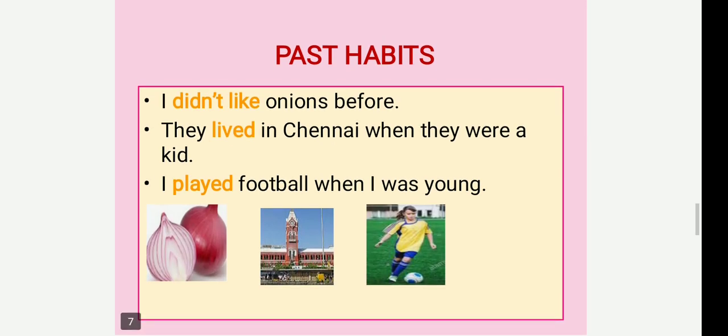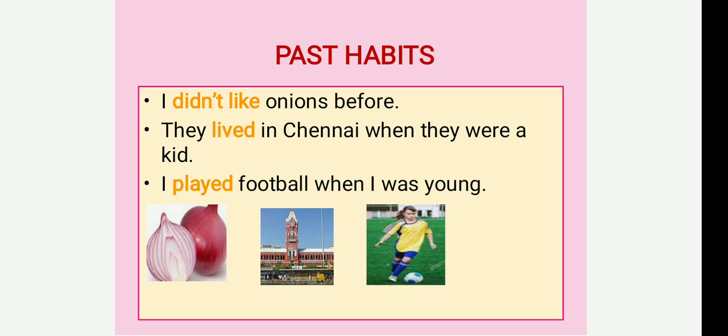We use past tense in order to talk about our past habits. Past habits means what we did in our childhood or a year back. Those actions come under past habits. I didn't like onions before. So when I was young, in my childhood, I didn't like to eat onions.